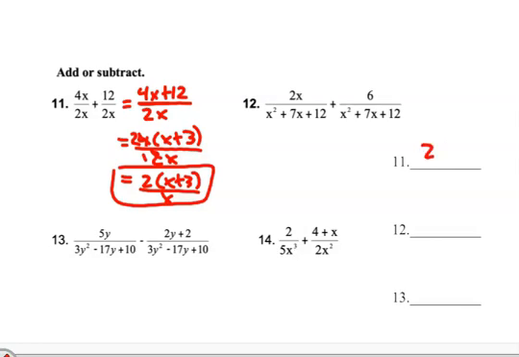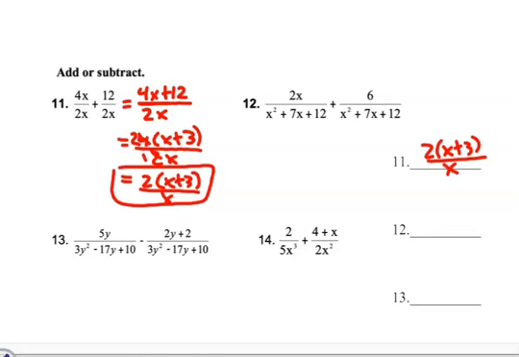So sorry, this was 2x plus 3 over x. This one, number 12, same thing. The denominators are already common, so I can add the 2x plus 6 up top. They don't combine, but I can add them together. I have x squared plus 7x plus 12 on the bottom.